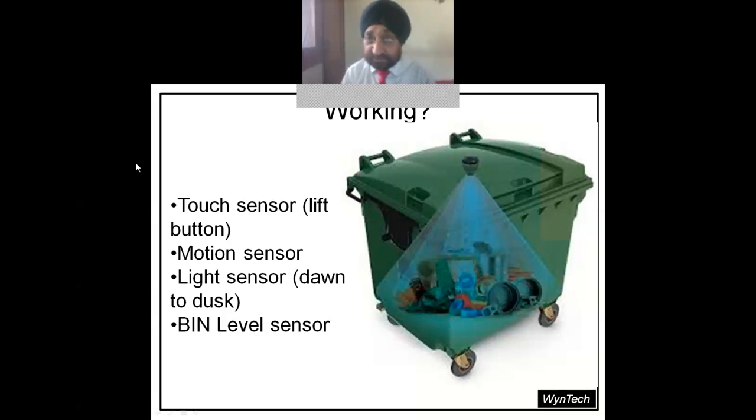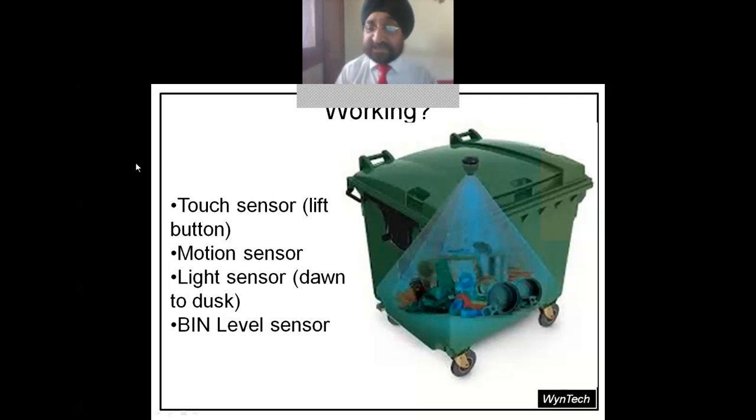And the dawn to dusk light sensor. When there is light, the street light should automatically go off. It's available in electronic shops and electrical shops, even in India. It's called dawn to dusk. Whenever it is dark, that bulb or light switches on automatically.